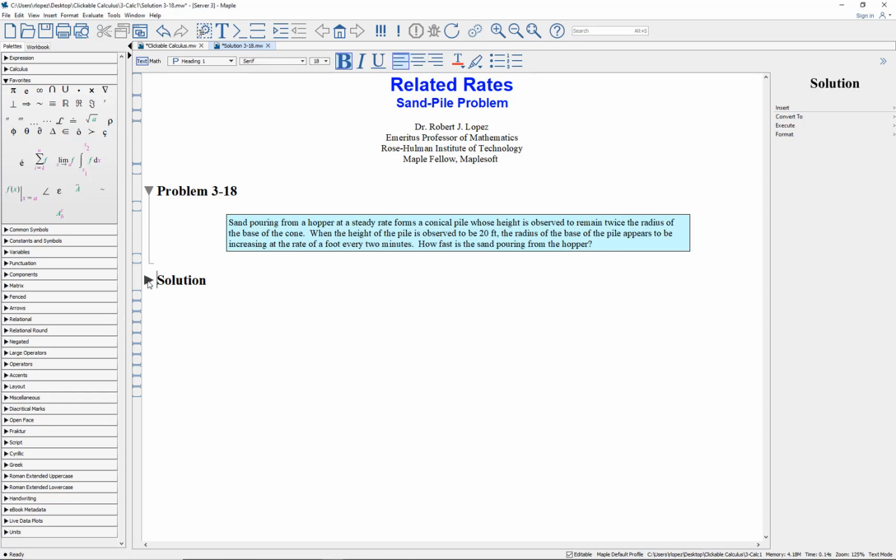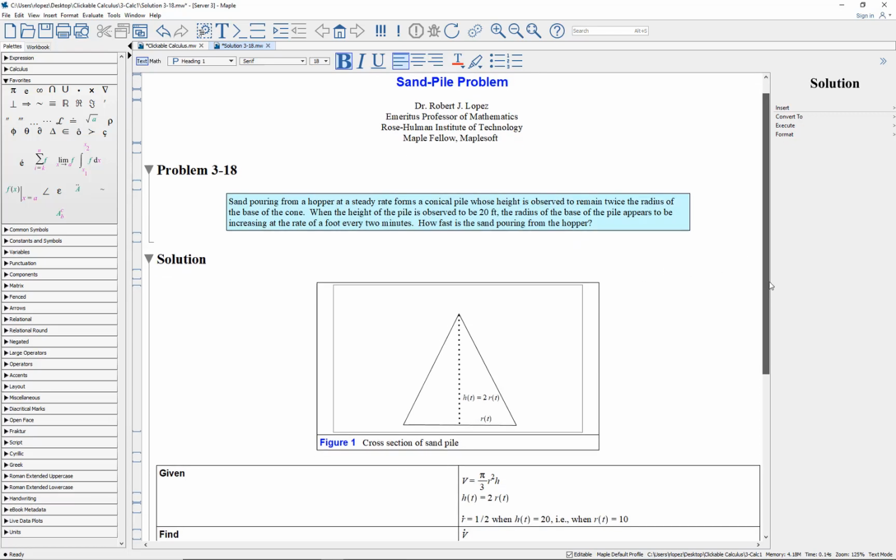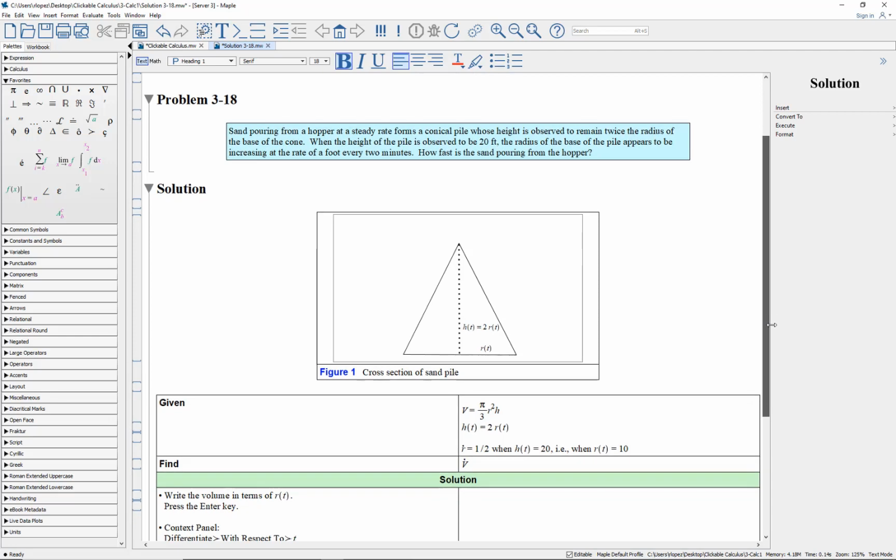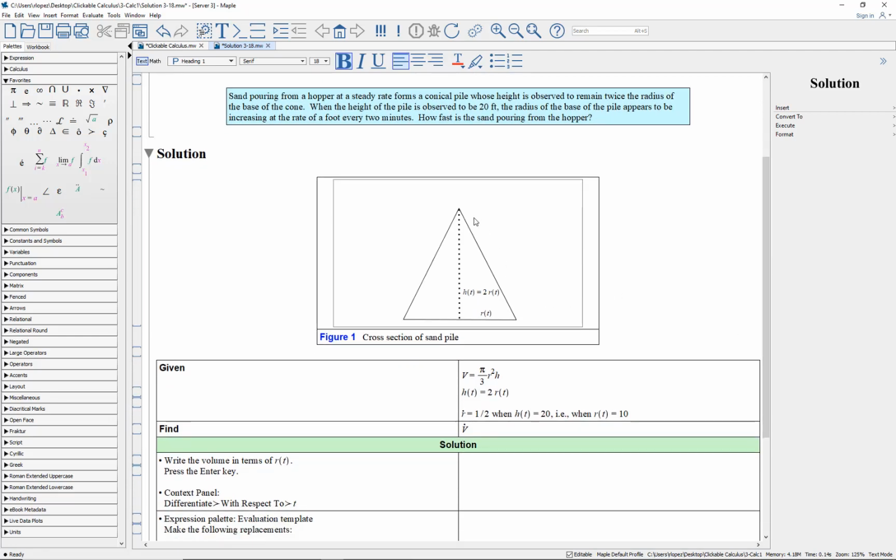By way of solution here, we need to analyze what we are given and what we are to find. And this picture is helpful. This is a cross-section of the cone taken through the axis of the cone. The height is twice the radius. So we can write down h is 2r. Sand pile forms a cone. Volume of a cone is pi over 3 r squared h. But h is 2r.